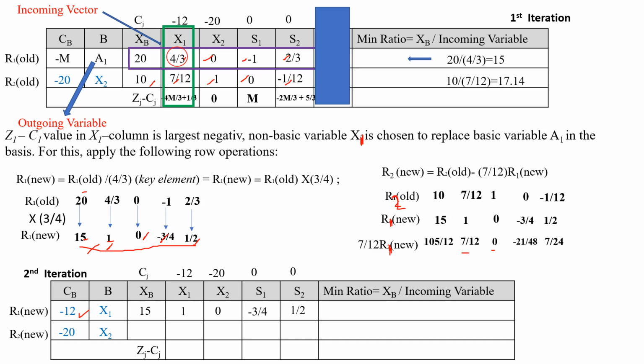Next we perform the operation R2 old minus 7 by 12 R1 new, which is equal to 10 minus 105 divided by 12, which gives 15 by 12. Then 7 by 12 minus 7 by 12 is 0, and 1 minus 0 is 1. 0 minus of minus 21 by 48 is 21 by 48. Minus 1 by 2 minus 7 by 24 is equal to minus 19 by 24. So enter these values in the R2 new.